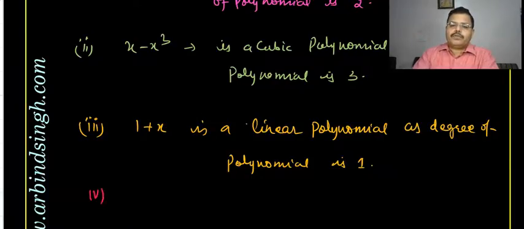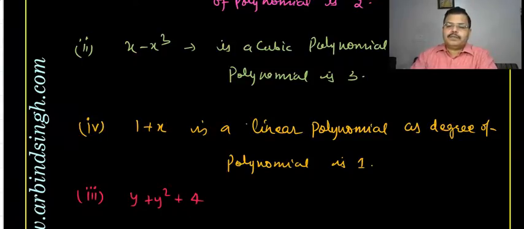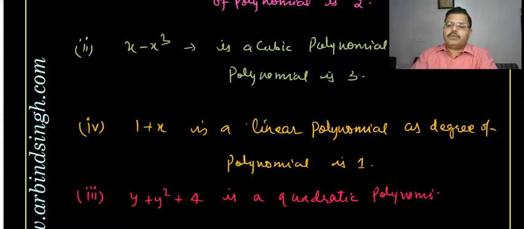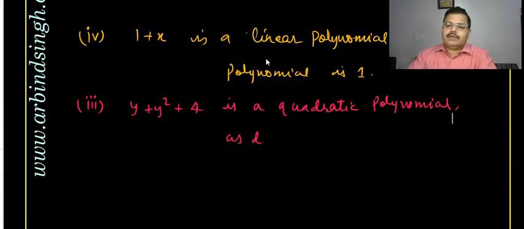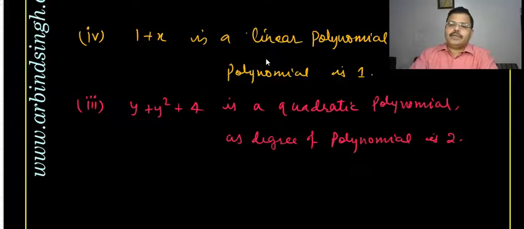Now the next one is the fourth. Try to understand. The fourth one is y plus y square plus 4. So this is a quadratic polynomial. Why? Since the degree of this polynomial is 2, the highest power is 2, as the degree of the polynomial is 2, right?